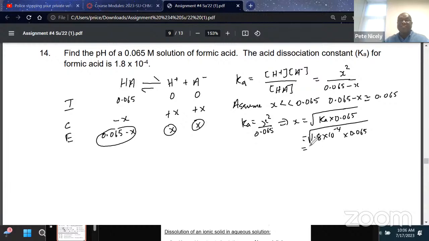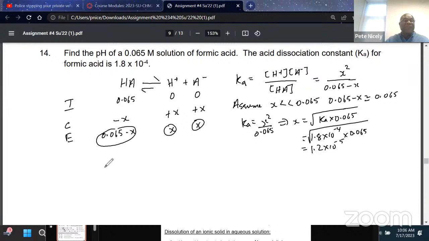Now, let me see, because I didn't do this before today. So let me see what this gives. 1.8 times 10 to the minus 4 times 0.065. So according to my calculations, and again, please do these calculations yourself to make sure that I'm doing the right thing, the answer here comes out to be equal to 1.2 times 10 to the minus 5.